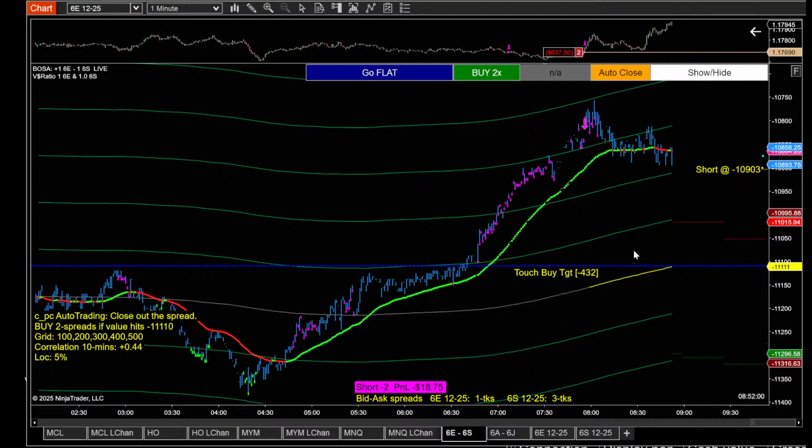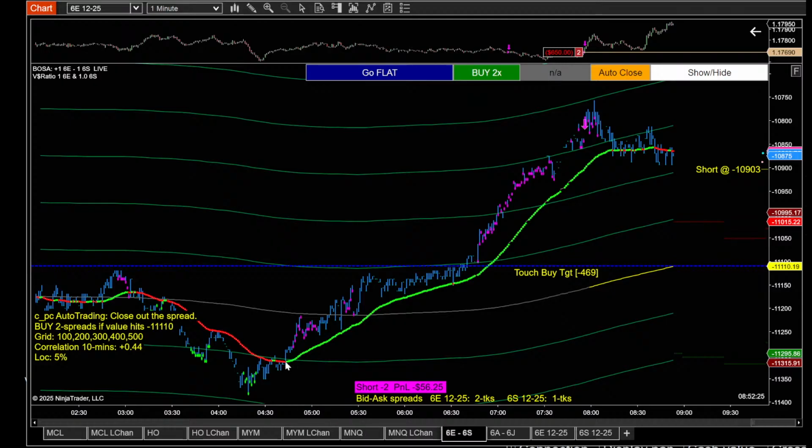And what we're looking at here is a spread, a difference between the 6E and the 6S. Now that's the euro currency against the Swiss franc futures. These are all futures, and we're looking at a chart here. This blue bar chart shows the difference between those two instruments. If you were to buy the 6E and sell the 6S, this is your chart right here.